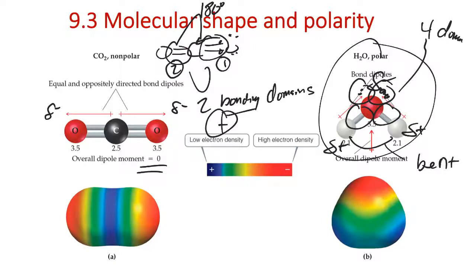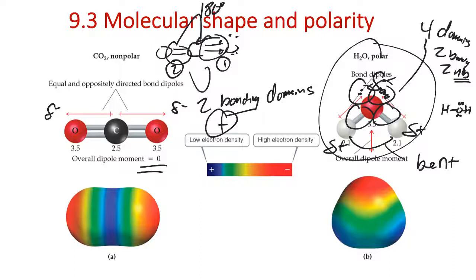So 4 total domains, because 2 of them are bonding, and then 2 are non-bonding, the 2 electron pairs on water. So the 2 electron pairs on water are the 2 other domains that factor into the geometry and the shape of water being a bent molecule.